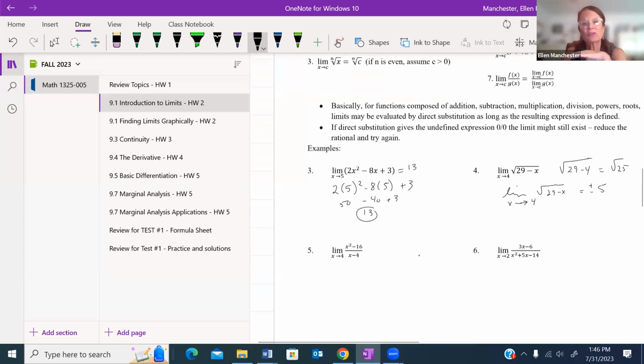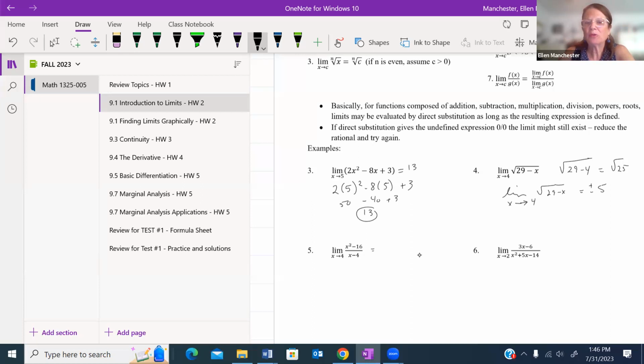Now that works great for any polynomial, radical, anything like that. Although keep in mind that with a radical, you can't have a negative underneath it, so you have to be careful with that. Remember the other domain restriction. With a fraction, you can't have 0 at the bottom. So you always just plug and chug. Plug in, see if it works out.